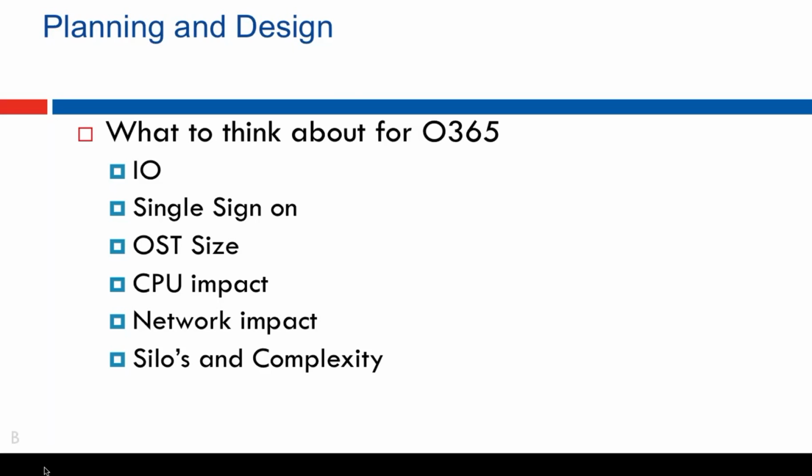So if you get one email a day, we can support that. But as you start to scale this out, it starts to cause I/O bottlenecks on that file share. And it has to do with the way that the OST behaves. That OST is very much a database.